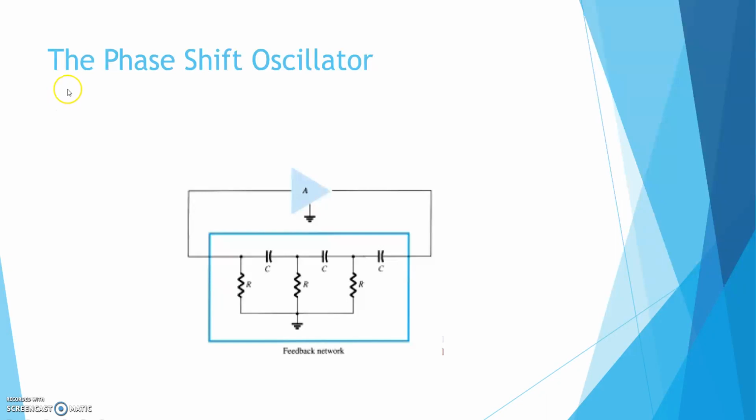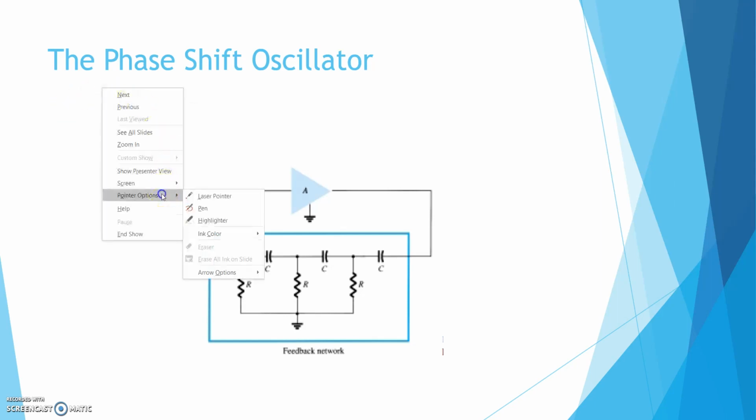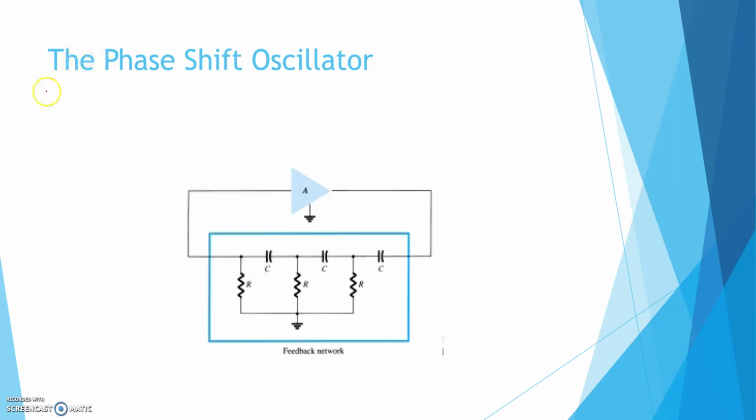Hello friends, in my previous video I have already discussed the Barkhausen criteria, and how noise in positive feedback, with application of the Barkhausen criteria, can generate oscillations. About that topic I have discussed in detail. Now in this video I am going to discuss the phase shift oscillator, which is a very important oscillator in real time. Okay, so let us discuss.